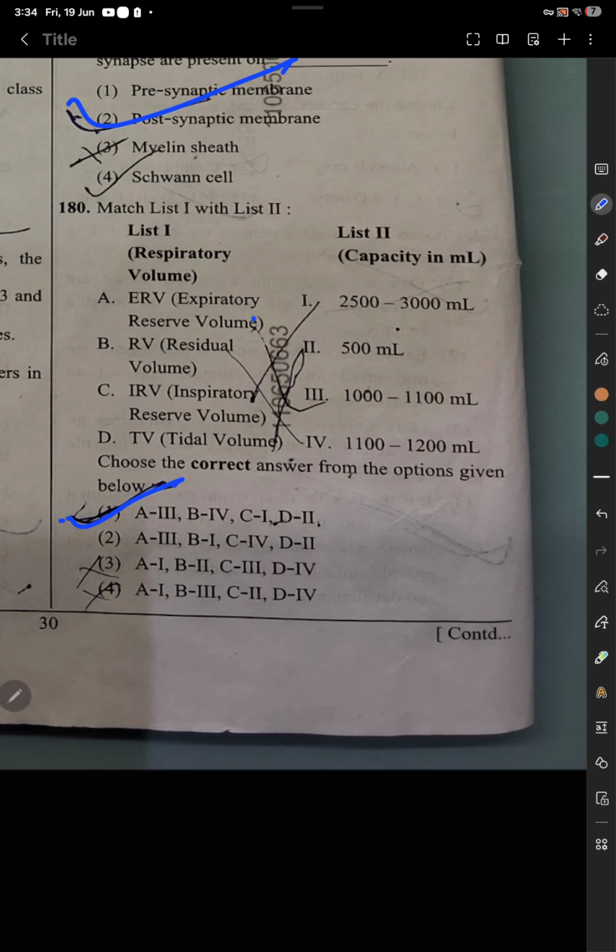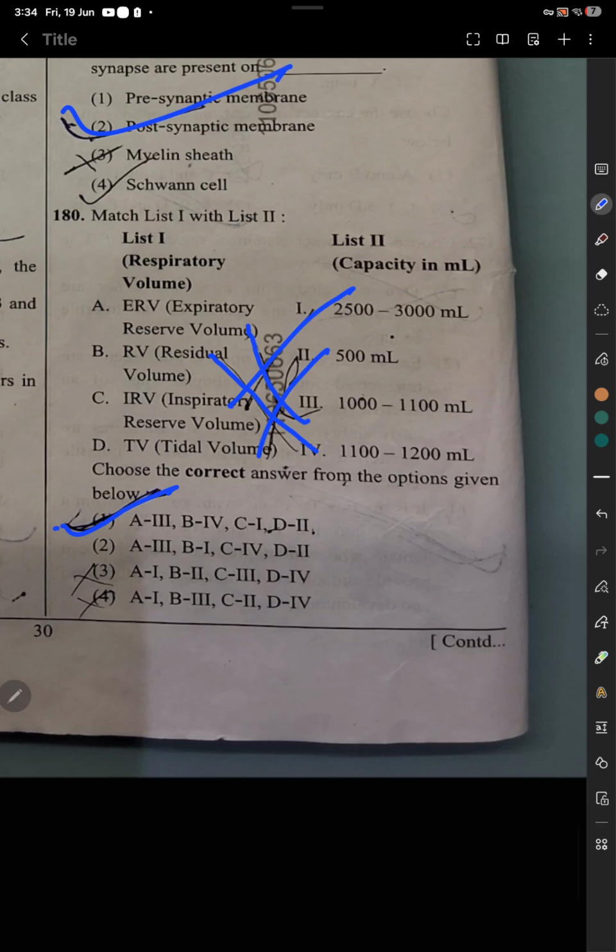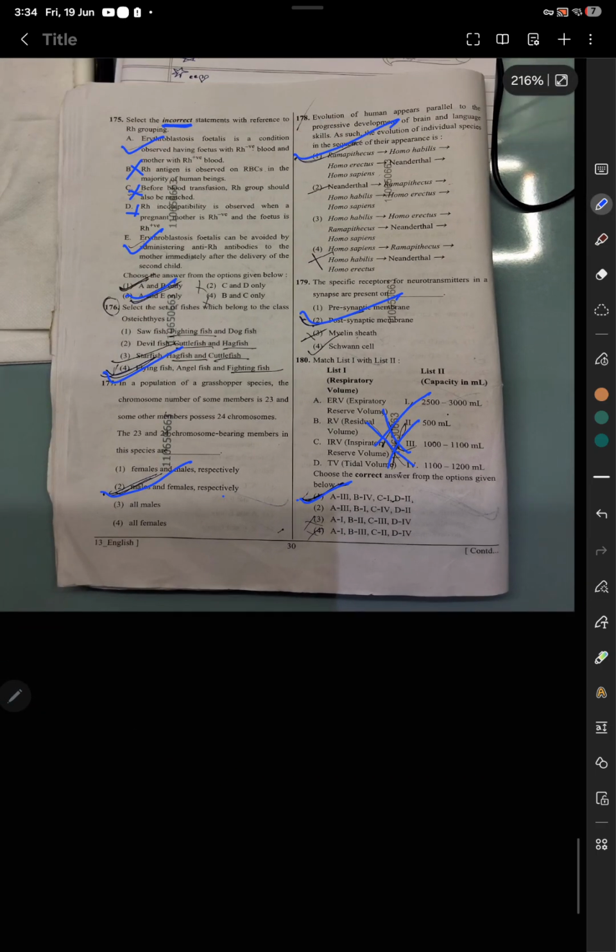ERV, this 1000 to 1100 ml. Then B 4, C 1, D 2. So this was the last question. Thank you.